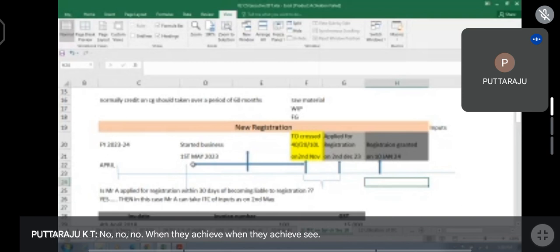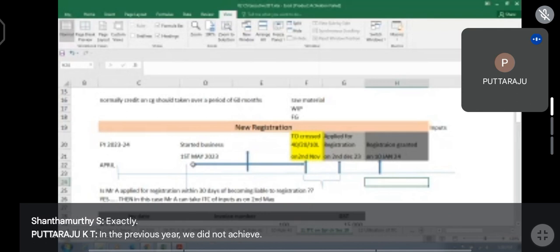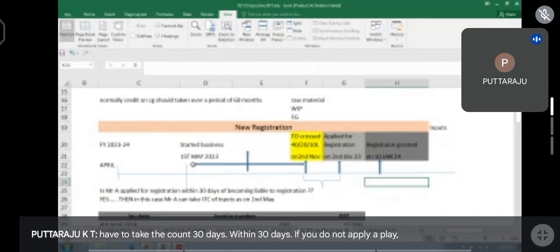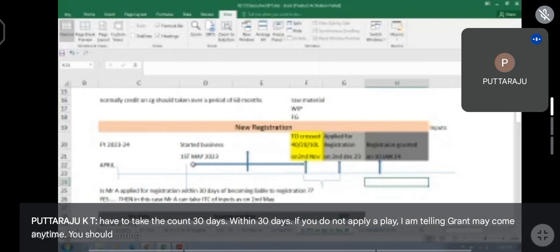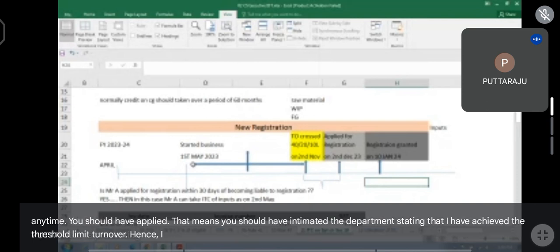see, the threshold limit has to be seen for the year. In the previous year, you did not achieve. In the current year, you achieve. When you achieve, from that day, you have to count 30 days. Within 30 days, if you do not apply, I am telling, grant may come anytime. You should have applied. That means you should have intimated the department stating that I have achieved the threshold limit turnover, hence I wish to get a GST number.